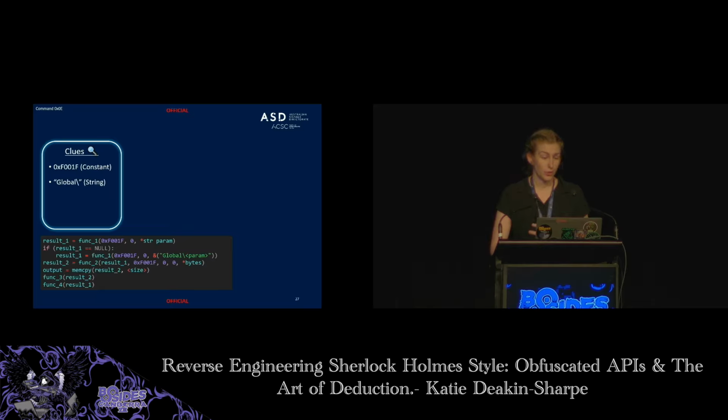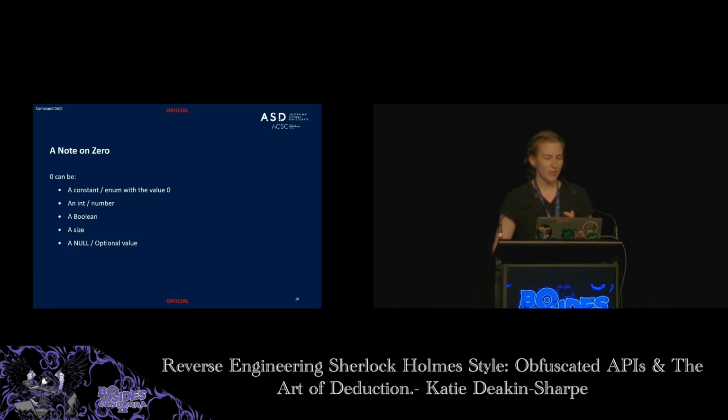Before we dive into the clues, I want to just take a second to talk about 0. So 0 can represent the literal value 0 when you see it in the disassembly, but it could also represent a constant or enum with the value 0. It could be a boolean. It could be a size with the value of 0, and it could also be a null or optional value. This is really important to keep in mind once we start trying to match up our function prototypes.